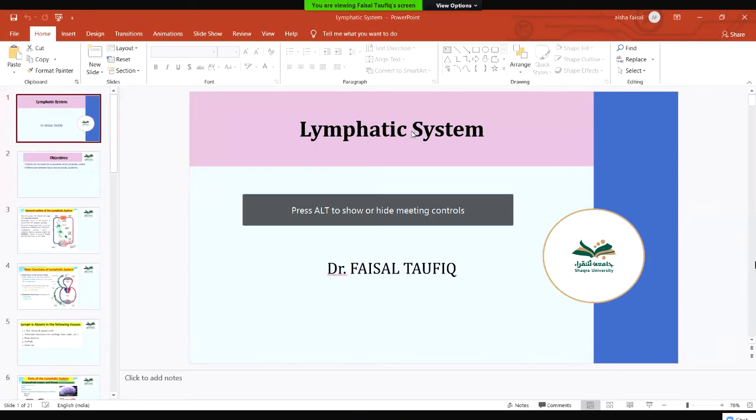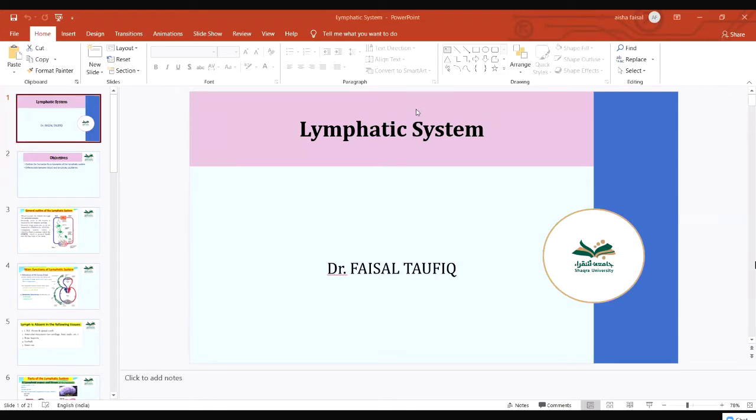In the lymphatic system, the anatomy part, in brief, because in the second year in the heme and immune block, you will be studying all the detailed parts of the lymphatic system. So this is just an introductory.